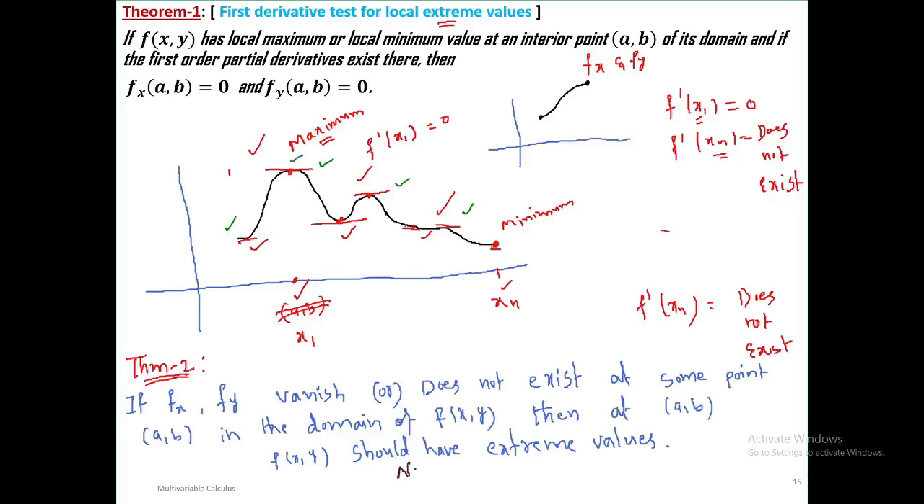Note: here a comma b can be a boundary point or an extreme point. Boundary point means at the end point. So now indirectly we are looking at the overall interval from the starting to the ending. From starting to ending, if the derivatives fx, fy vanish or do not exist, then clearly I can say that at that point maxima or minima can occur.